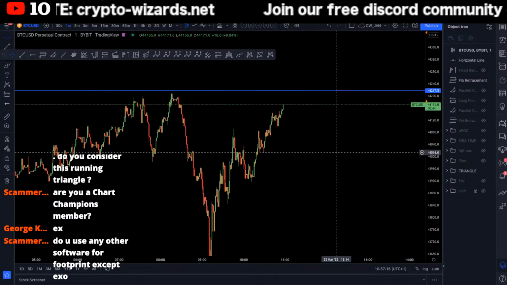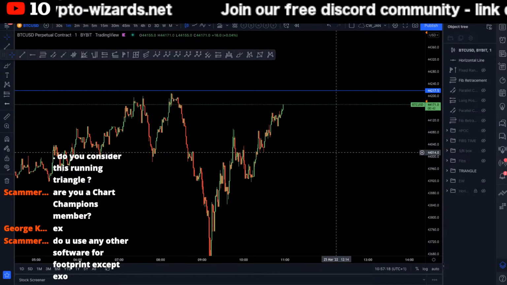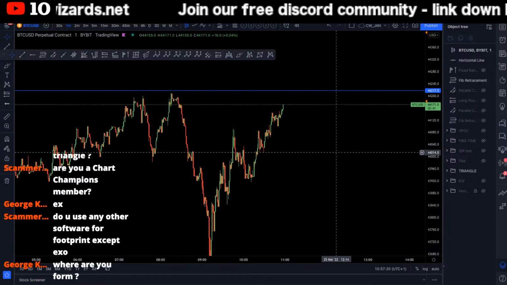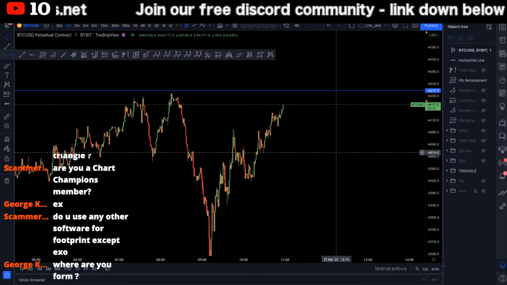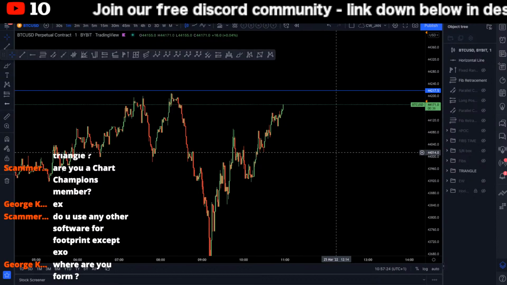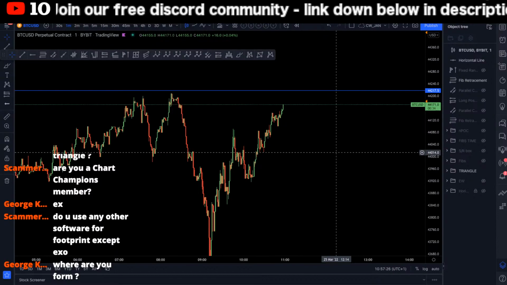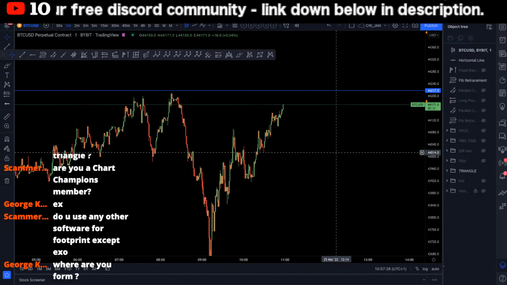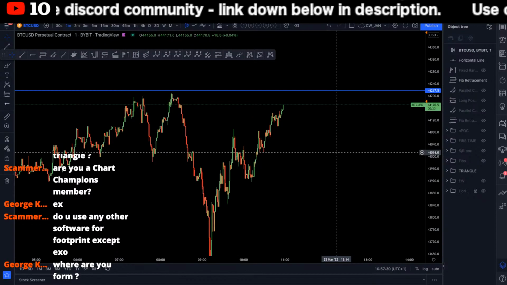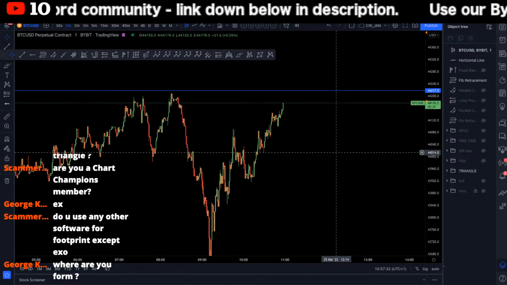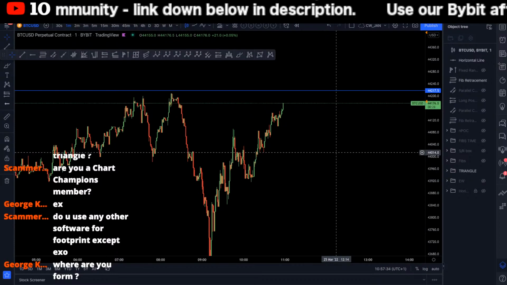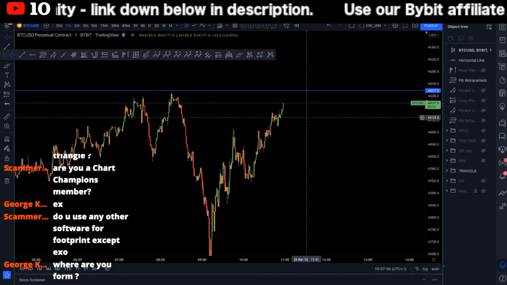Do you use any other software for footprint except Exo? No, not really. I heard that ATAS is great, but I'm a Mac user and they have only a version for Windows, right? And the Exocharts is absolutely fine for me, to be honest. I would recommend them. They are good.